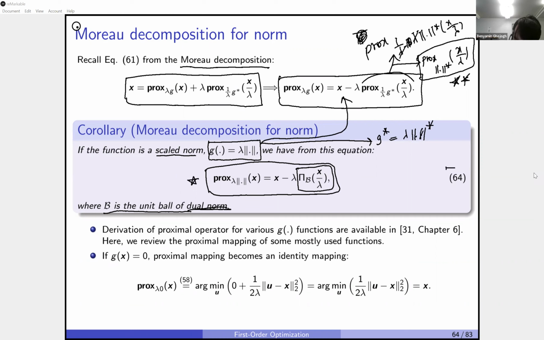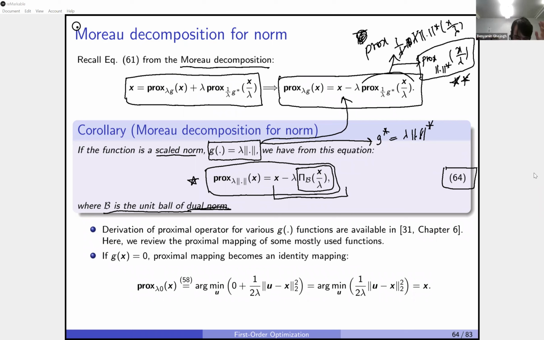Now I'm going to use equation 64, which is the proximal operator for the norm. So when the function g is a norm or a scaled norm, its proximal operator is equal to x minus lambda times the projection of x over lambda onto the unit ball of its dual norm. Now we are going to use that. Why is it useful? We'll see in a few slides. It's a useful equation. Now let's find the proximal operator for several of the norms.